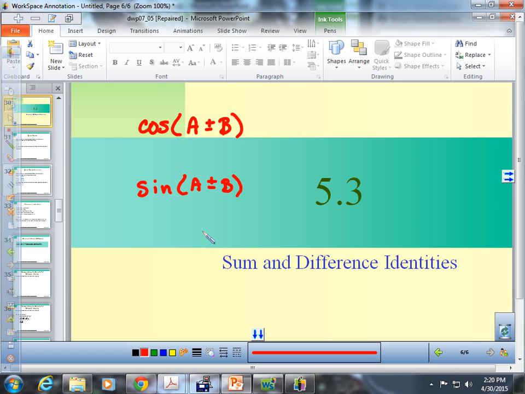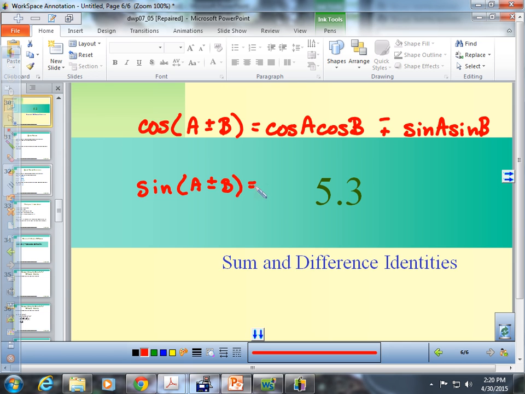Okay? So cosine A plus or minus B was equal to, our trig functions were together, so cosine A, cosine B, sine A, sine B. But our operations were opposite. So instead of having a plus minus over here, we're going to have a minus plus. The addition over here with cosine is going to be a subtraction. The subtraction with cosine is going to be addition.